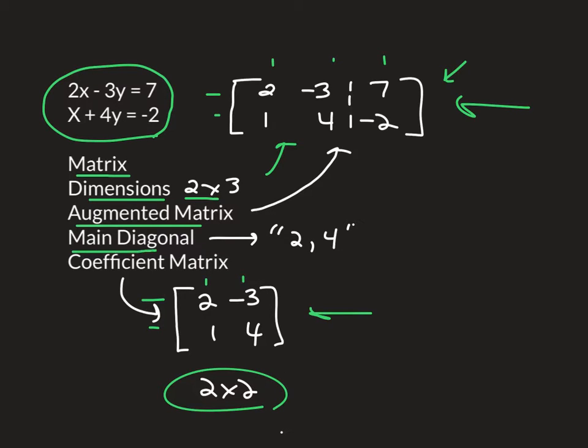The main diagonal starts at the top left. So I put 2, 4 here because 2 and 4 are the main diagonal in both of those. And there's a matrix called a coefficient matrix, which has coefficients only. So the 2, the -3, the 1, and the 4 is a coefficient matrix, not the augmented one like up there, because that one also has the constants. So just the coefficients only.